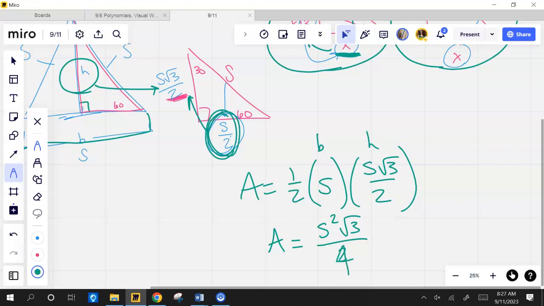Oh, this became 4, sorry. 2 times 2. Top times top, bottom times bottom. Why did you take the two out of the base?